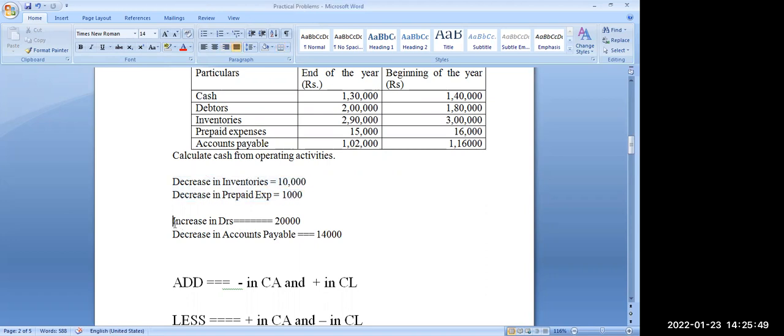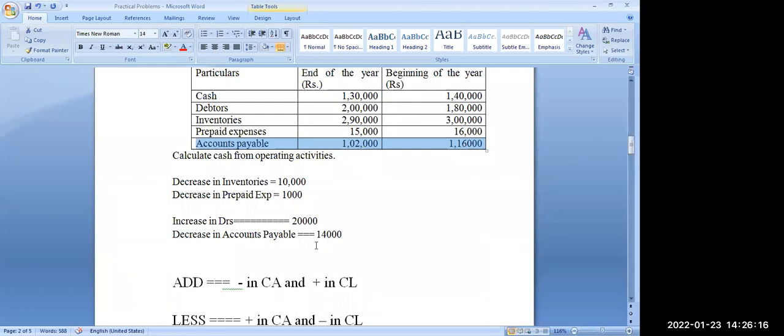Similarly, increase in current asset. Debtors are increasing from 1,80,000 to 2 lakhs, so 20,000 is increasing. Similarly, decrease in accounts payable. That's a liability; accounts payable is a current liability. In the beginning it was 1,16,000. Now it is 1,02,000. So there is a reduction in accounts payable, which is a current liability.